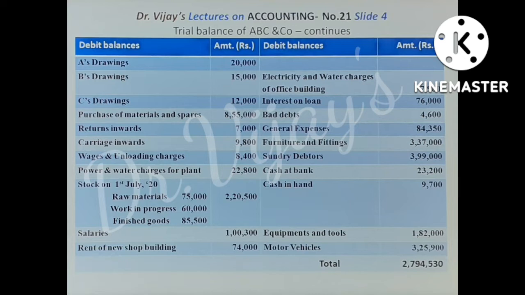The debit balances in the trial balance of ABC Company on 30 June 2021 include A's drawings, B's drawings, and C's drawings, purchase of materials and spares, returns inwards, carriage inwards, wages and unloading charges, power and water charges for plant, and opening stock of raw materials, work in process and finished goods, salaries, rent of new shop building, electricity and water charges of office building, interest on loan, bad debts, general expenses, furniture and fittings, sundry debtors, cash at bank, cash in hand, furniture and equipments and tools, and motor vehicles. Total is 27,94,530.